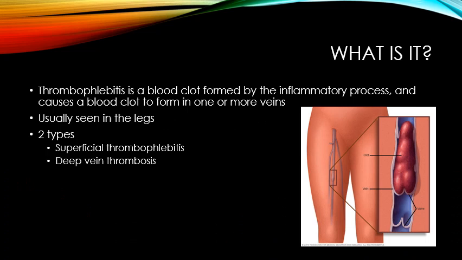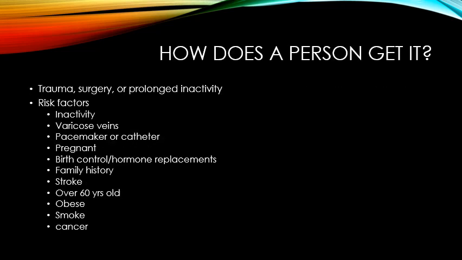So basically, what is thrombophlebitis? It is a blood clot that is formed by the inflammatory process and causes a blood clot to form in one or more veins. It is usually seen in the legs, but it can affect any part of the body. And there are two types mainly seen. There's a superficial thrombophlebitis, and there's also deep, which will be mainly be seen with that deep vein thrombosis.